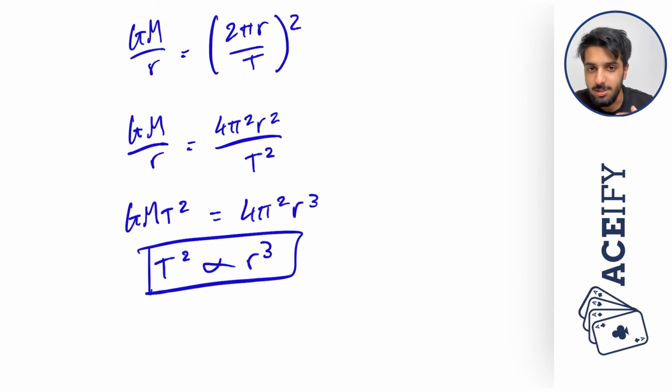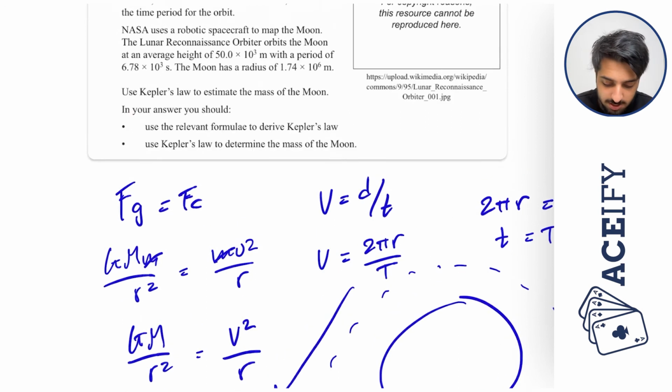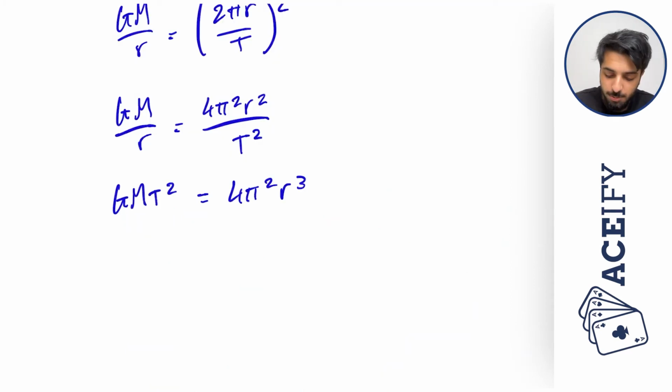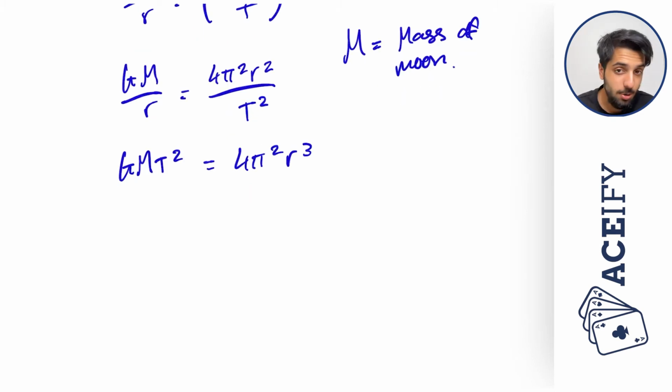Now, this question isn't specifically asking us to derive Kepler's law, even though it says right here in the question. That's just wanting us to show our working. We actually need to use this law to find the mass of the moon. As we know from our equation, this big mass is equal to the mass of the moon, right? And so essentially we just need to rearrange for our big mass.